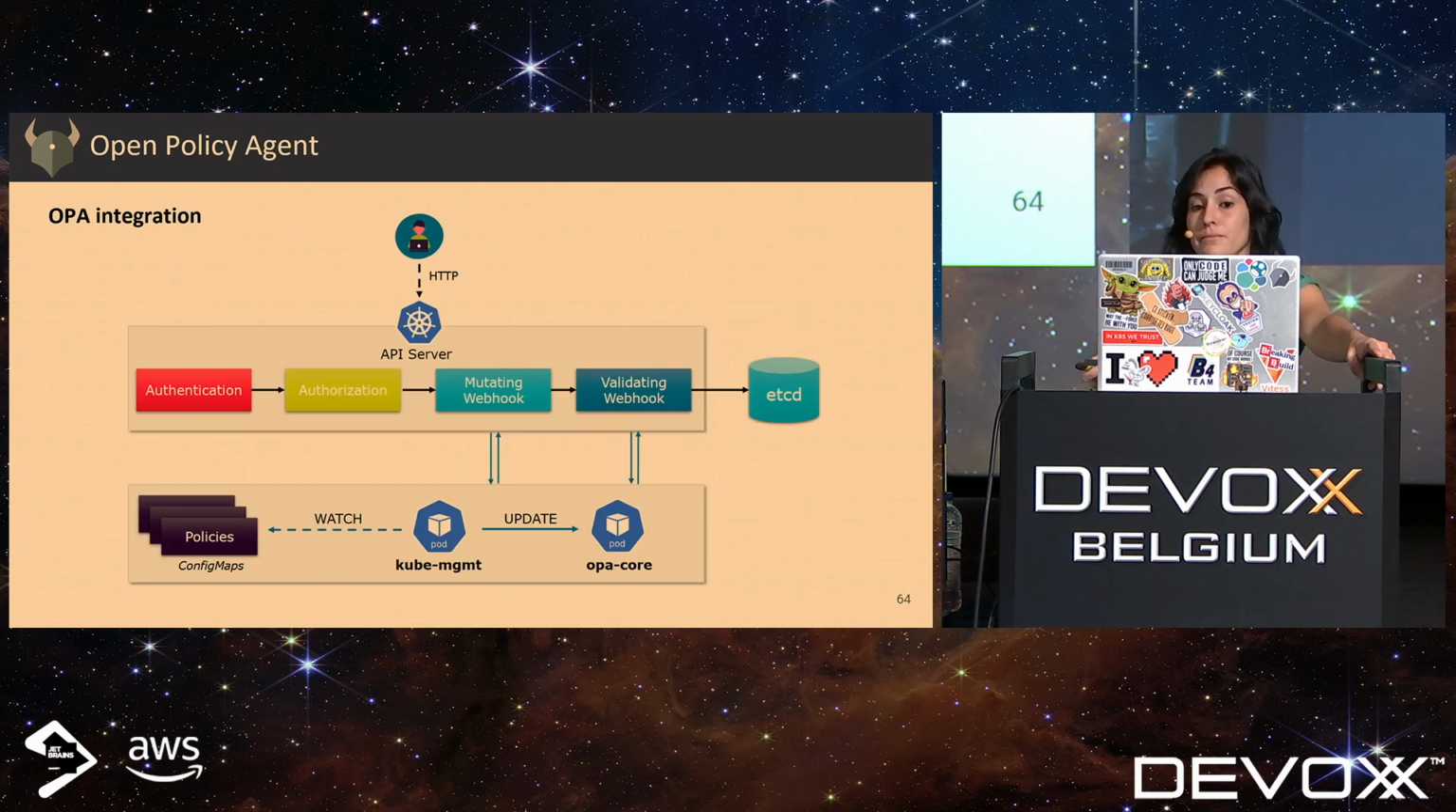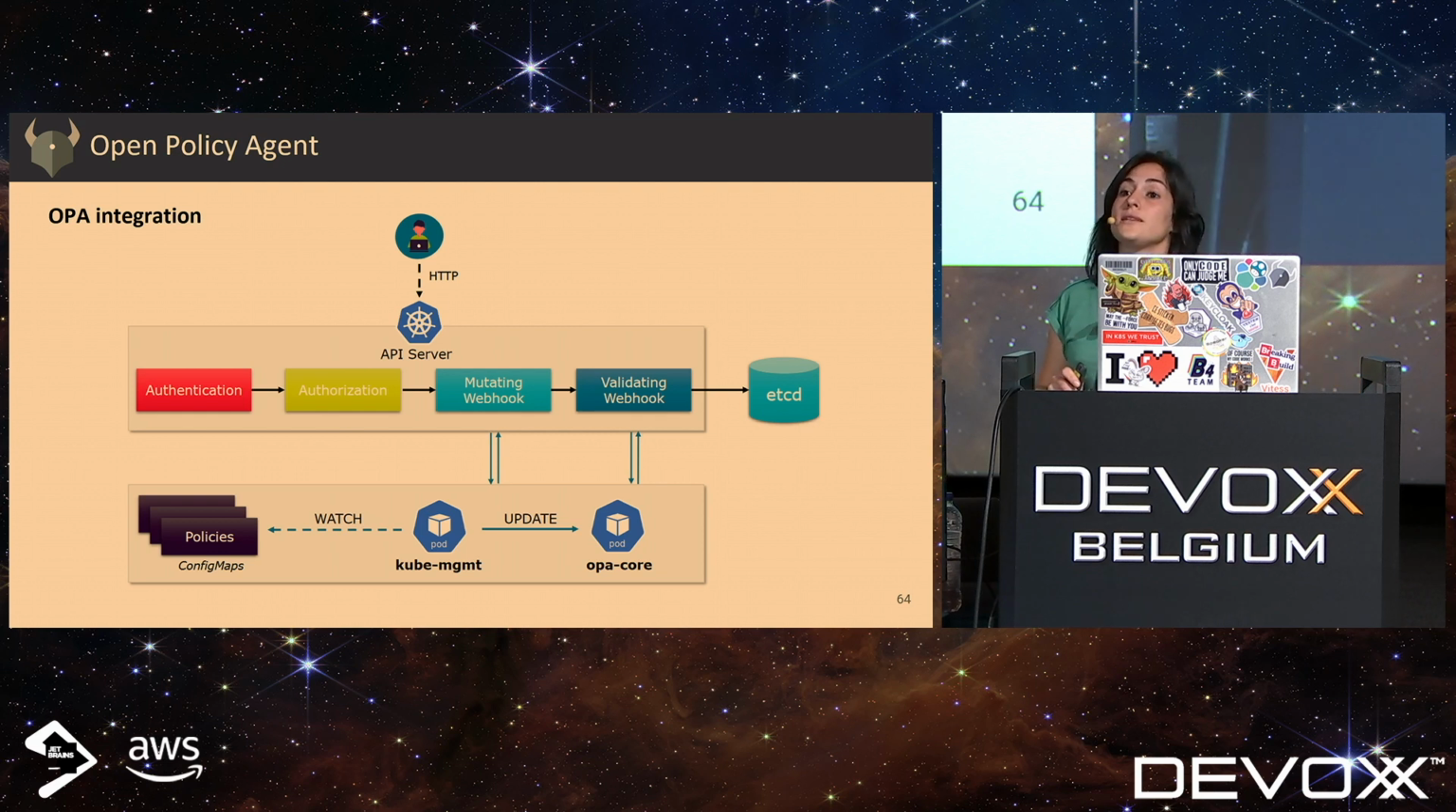Okay, so maybe now you are convinced and you want to deploy OPA in your Kubernetes cluster. So what is it going to do in the end? Well, it's going to deploy a pod with 2 containers inside. You have the OPA core and the kube management. What the OPA core does is take the decision when it's called by the mutating webhook or the validating webhook. And how is it going to take this decision?